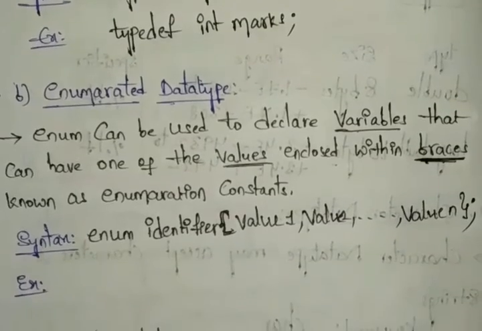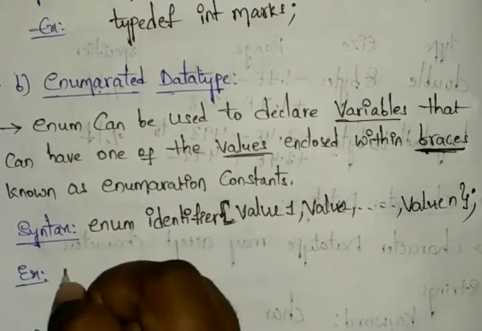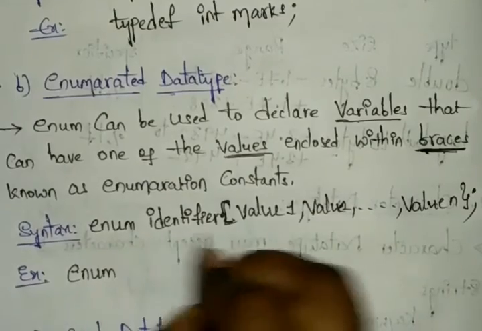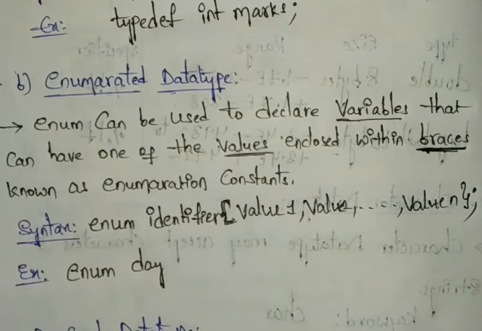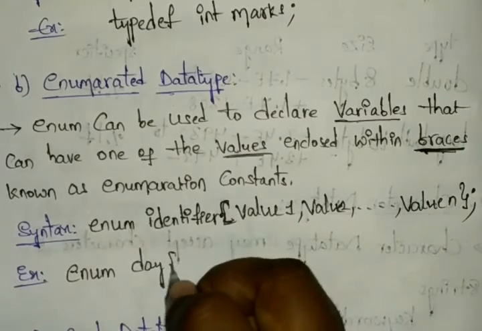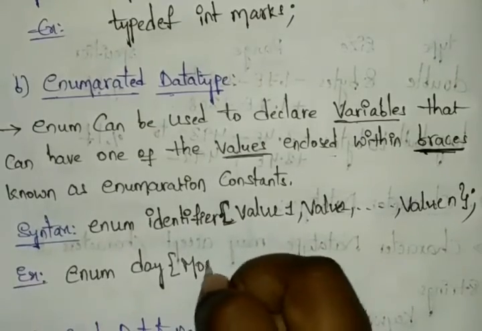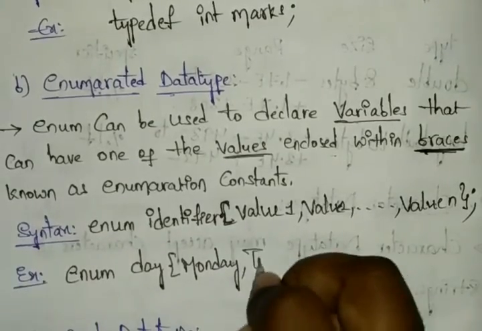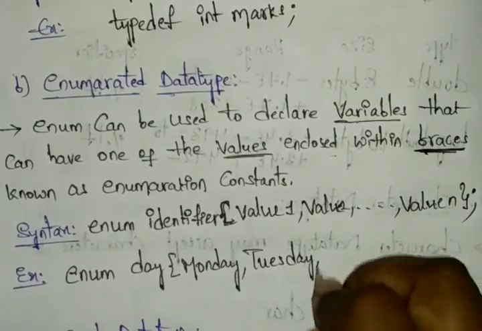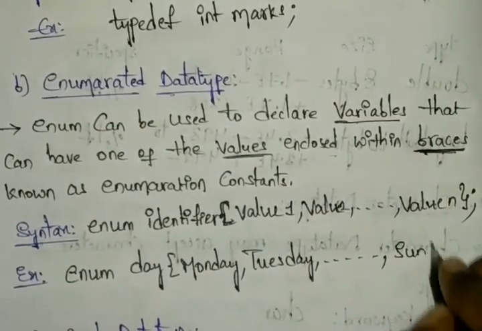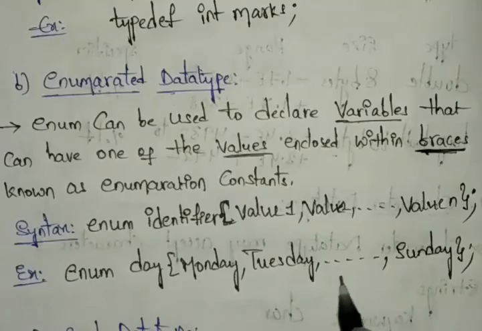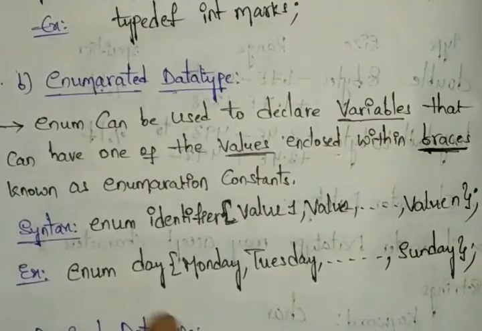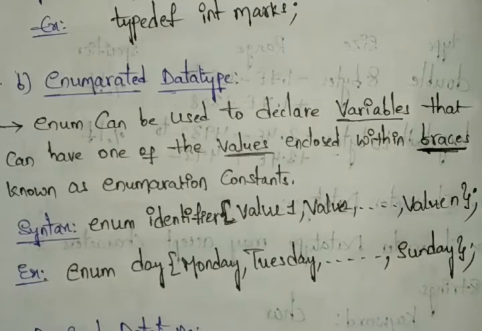For example, if you are defining the weekdays, it can be like enum. Here I am taking the identifier as day, meaning weekdays. And for the values, for example, first I am starting with Monday, and Tuesday. Up to here we have Sunday, right? So in between we have Tuesday, Wednesday, Thursday, Friday, Saturday, and Sunday. So whatever values you have can be defined within the braces in our enumerated data type.